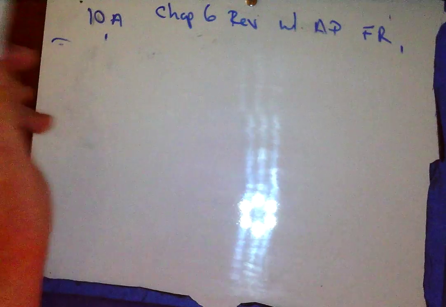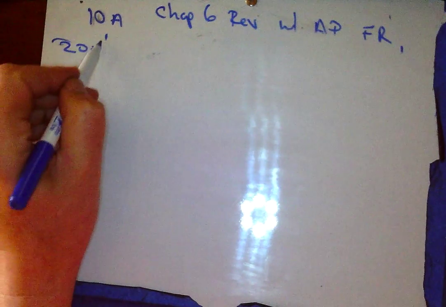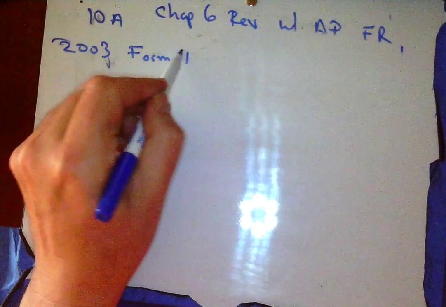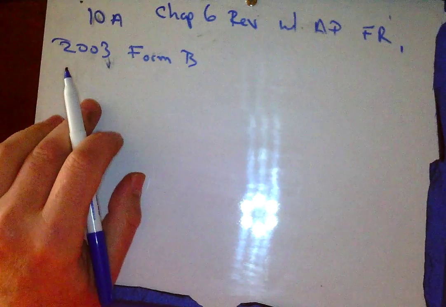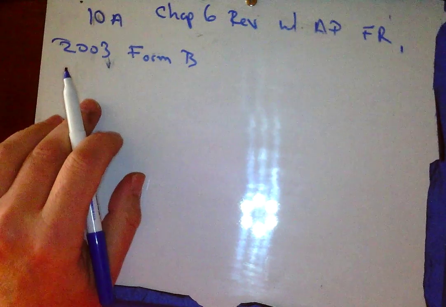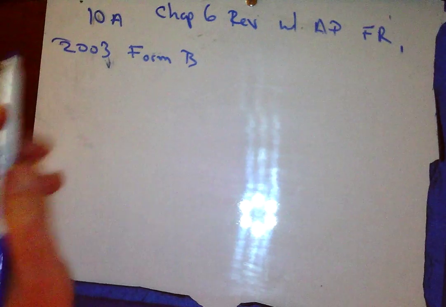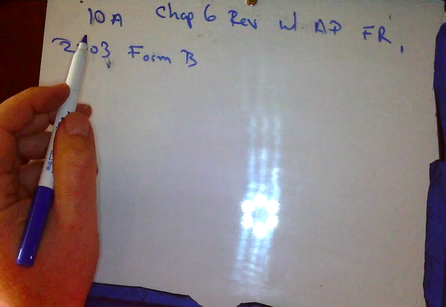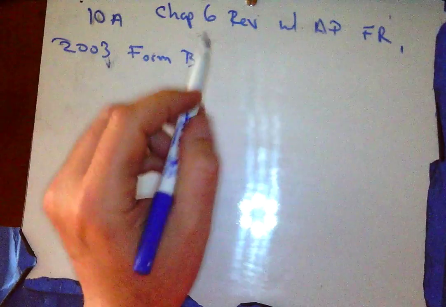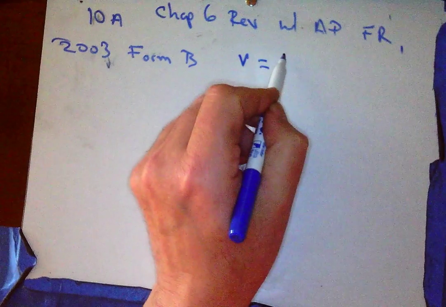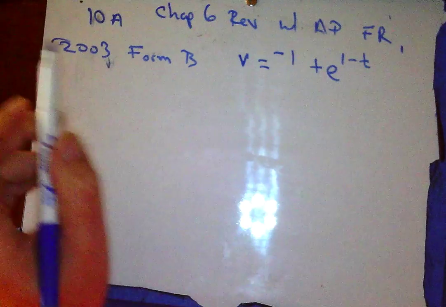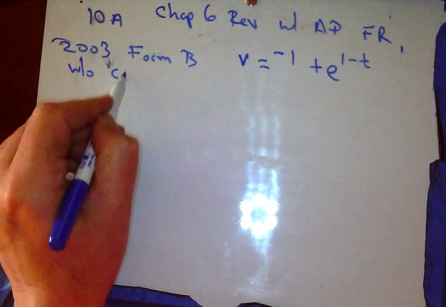All right. Problem number 4 comes from 2003, form B. There's so many different forms that are used on the AP exam. It is amazing. Okay, so this one says the particle moves along the x-axis. Its velocity is given as v equals -1 plus e to the 1 minus t, and this is without calculator.